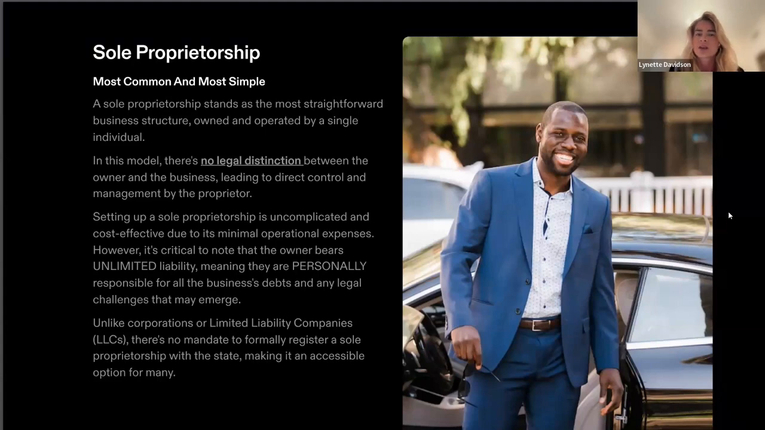Can you also think of maybe other professions who would choose a sole proprietorship in a different industry? Or maybe you have your own sole proprietorship. Can you raise your hand, please, if you have any idea what type of profession would be interested in such a type of business structure?